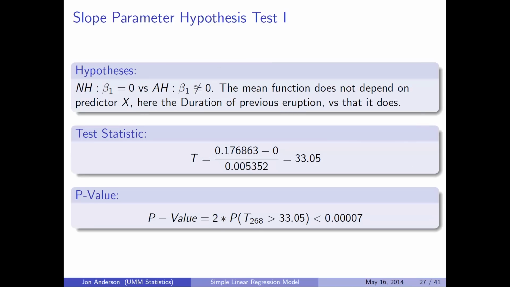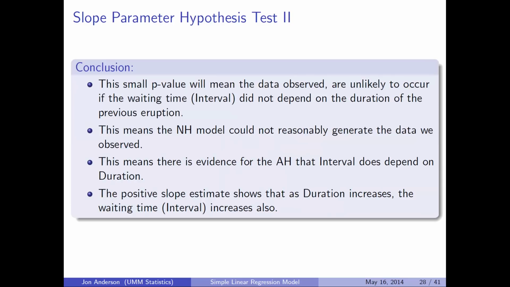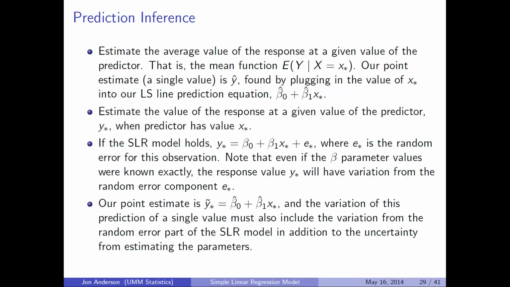Remember that that alternative hypothesis was that beta 1 is not 0. So there's evidence that that underlying parameter is not 0, and because the estimated slope, the beta 1 hat, was a positive number, we've got evidence that the waiting time increases as the previous eruption took longer. And so that would complete a hypothesis test.